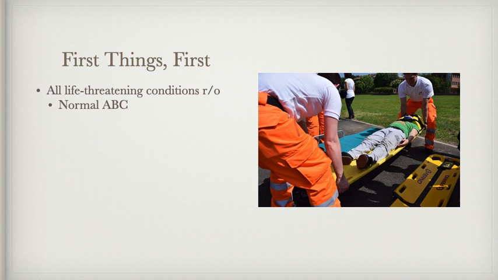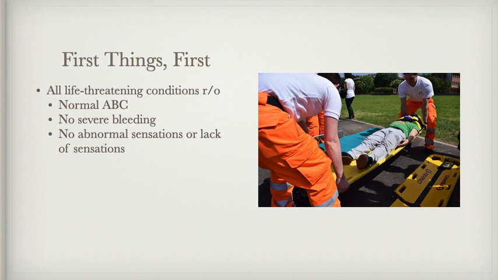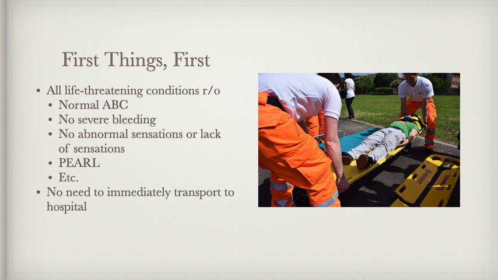So this person needs to have normal airway, breathing, and circulation, no severe bleeding, and no abnormal sensations or lack of sensations. They have to be PERRL, which means pupils are equal and react to light. So again, we don't have any life-threatening conditions here, no need to immediately transport to the hospital, and no signs of internal hemorrhaging. Before we get to this process, all those things need to be ruled out.